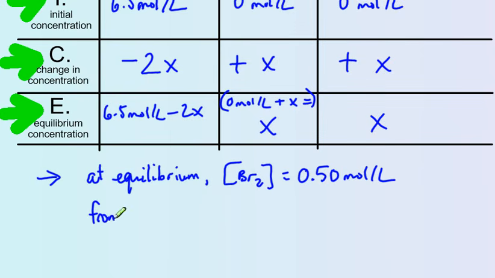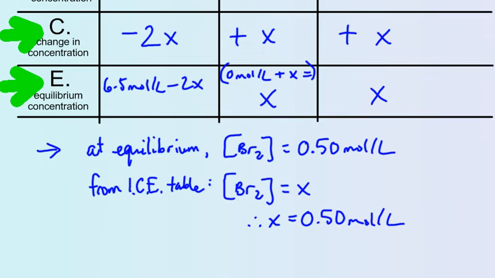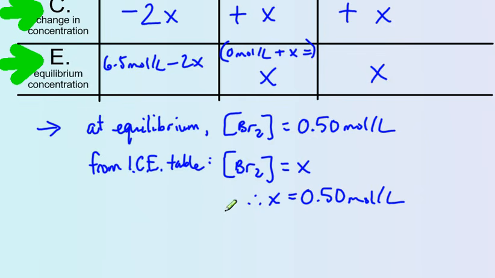From our ICE table, we know that at equilibrium, the concentration of bromine is equal to x. So if the concentration of bromine is equal to 0.50 and it's also equal to x, therefore x is equal to 0.50 moles per liter. Okay, so those things are all equivalent to each other. So with this question, it's actually giving you the value for x, and we'll see in future lessons that that's not always the case, but it's nice for us in this instance.